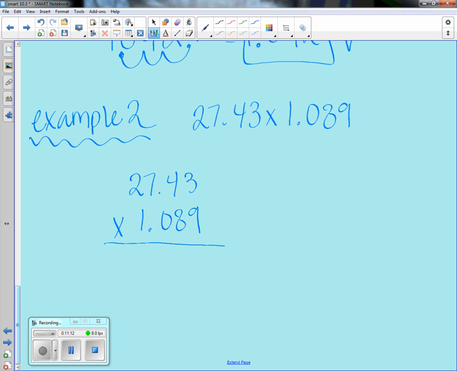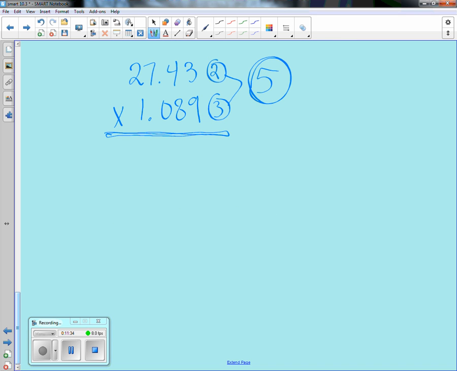I have to find the total numbers to the right of my decimal point that are a part of my problem, or above this line right here. So for 27 and 43 hundredths, I have 2, and then down here I have 3. So total, I have 5. Now I'm going to multiply just like normal. I'm going to move it up to give me some more room.